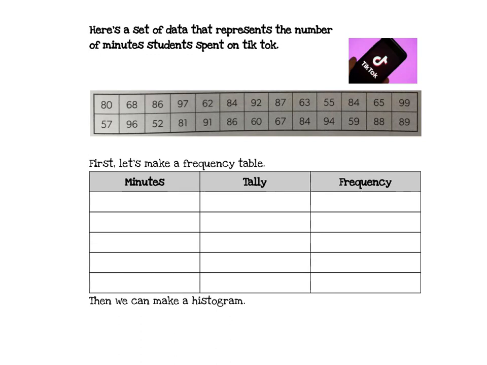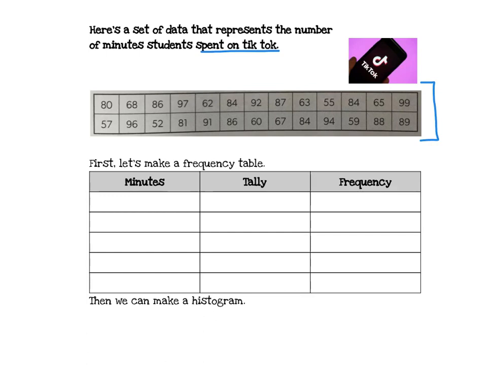Let's go through making a histogram together. I think that'll help you to understand it a little bit more if you've actually made one yourself. So here we have a set of data that represents the number of minutes students spent on TikTok. Okay, you can see we've got quite a few pieces of data here. So first, we're going to organize our data into a frequency table, and then we'll be able to make our histogram real quick and easy from there.